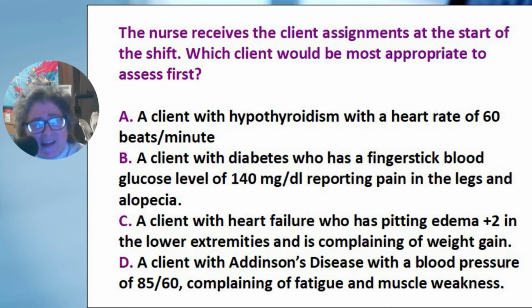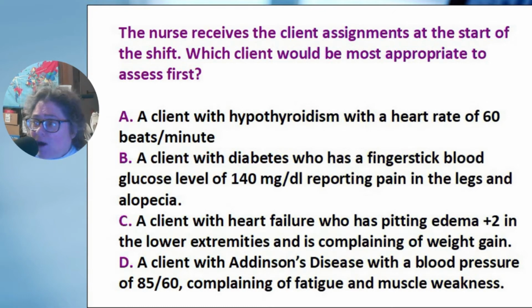So, answer A, a client with hypothyroidism with a heart rate of 60 beats per minute. Okay, that's one sign and symptom, but is it necessarily a sign and symptom of hypothyroidism? All right. So let's look at that. Let's say it is. So 1. All right, let's look at B. A client with diabetes who has a finger stick blood glucose level of 140 milligrams per deciliter and is reporting pain in the legs and alopecia.